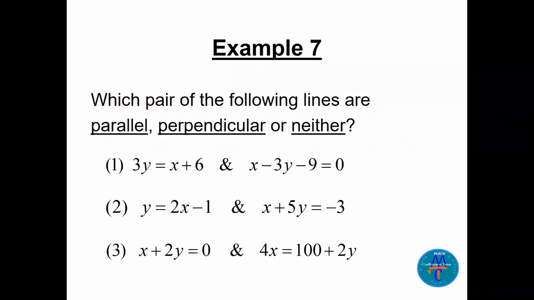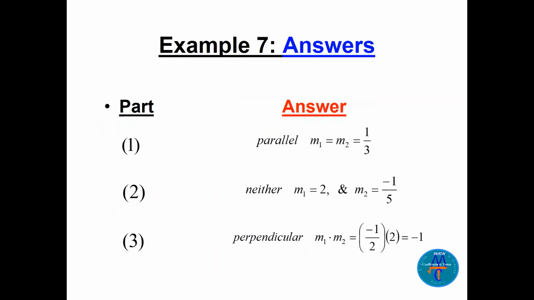Which pair of the following lines are parallel, perpendicular, or neither? So there are 3 parts in this example. Just check the slope. Number 1, number 2, and number 3. Maybe they are parallel, maybe they are perpendicular, maybe they are neither. If they are neither, that means they are not parallel, they are not perpendicular, they are just intersecting straight lines. I think on the same slide, yes, the whole answers.